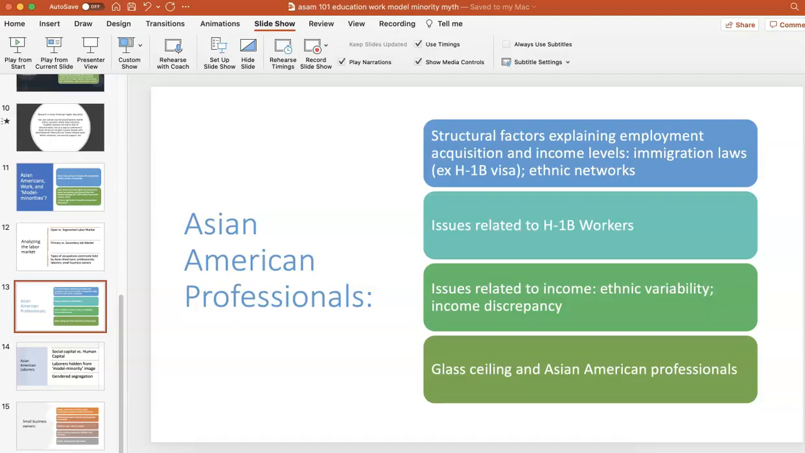So certainly when you think about Asian America today, you see this increase in the amount of what's called the professional managerial class. And that's, again, materialized through the H-1B work visa. Now, this is great, it seems at the outset, but there are some issues related to H-1B workers. And here are some of the unique circumstances.